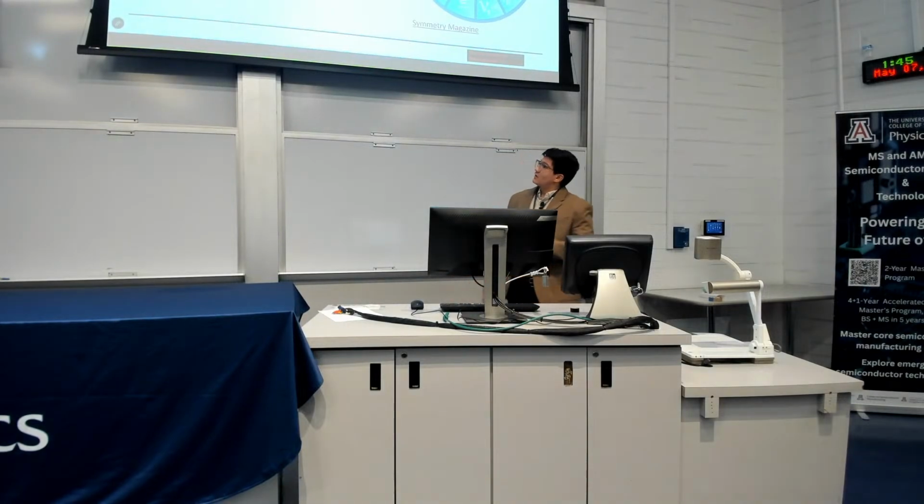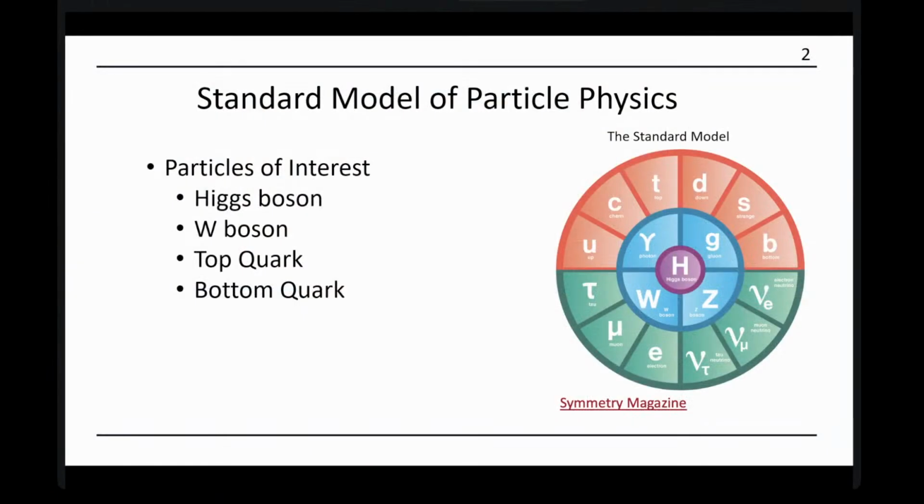So I'll start off with an overview of the standard model of particle physics. The specific particles we are interested in for this are the Higgs boson, W boson, top quark, and bottom quark. The Higgs boson is, of course, one of the main central pieces, and it confirms the model for how most particles move with respect to mass. The W boson carries the weak force, and the top and bottom quarks are the heavy partners of the up and down quarks that make up our protons and neutrons.